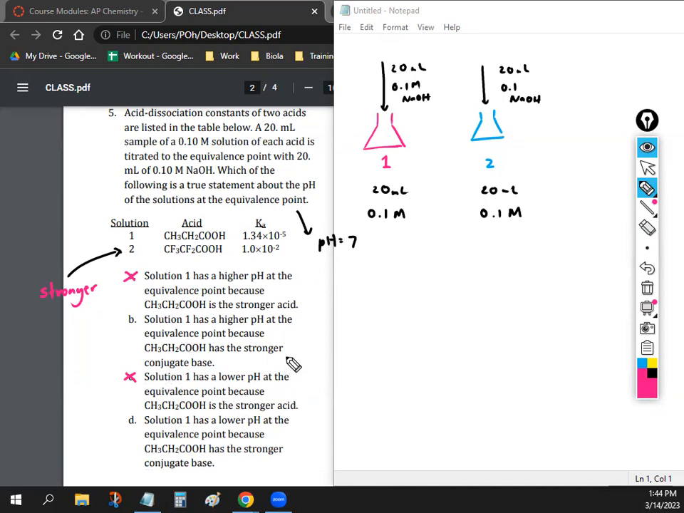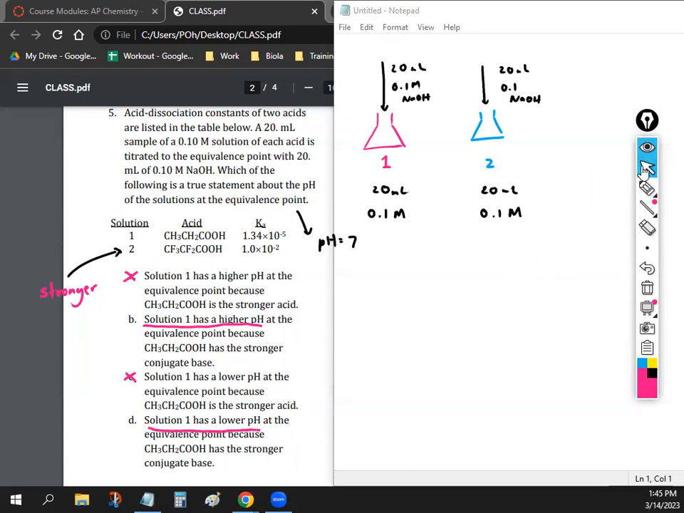Okay. B and D have the correct statements because they say that it has a stronger conjugate base, which makes sense because, you know, it's opposites. This one is a weaker acid, so the conjugate base will be stronger. So now we just need to assess the other statement, the difference in these two statements. The difference is it says in B that solution 1 has a higher pH at equivalence point, and this right here says has a lower pH at equivalence point, okay?